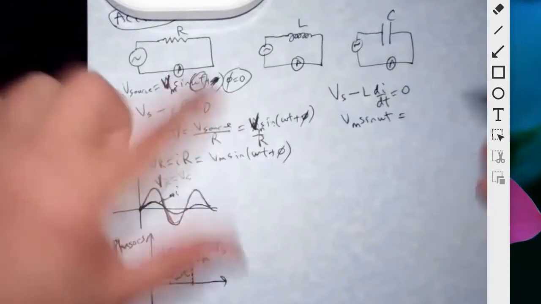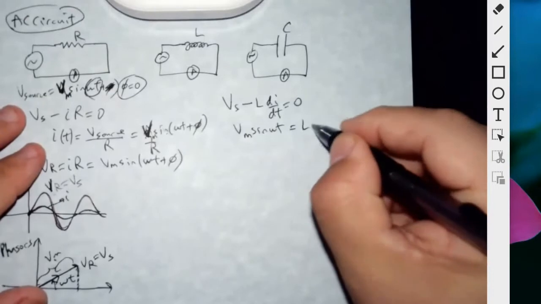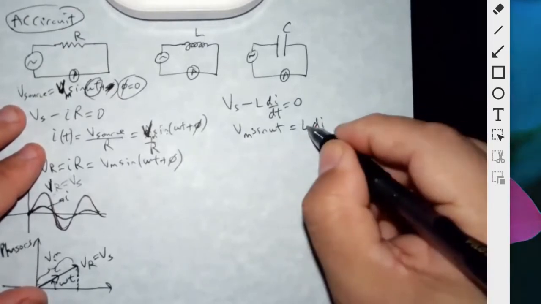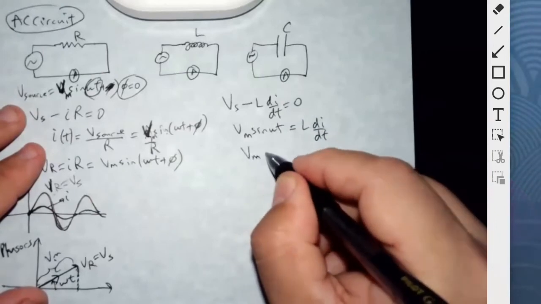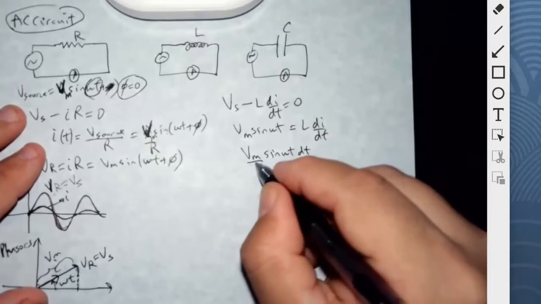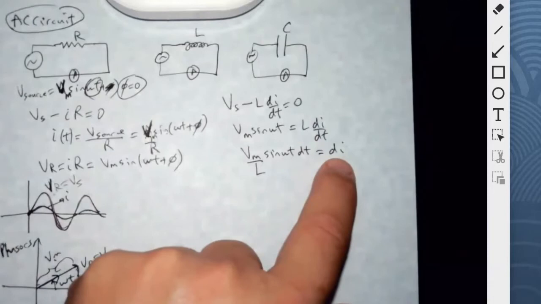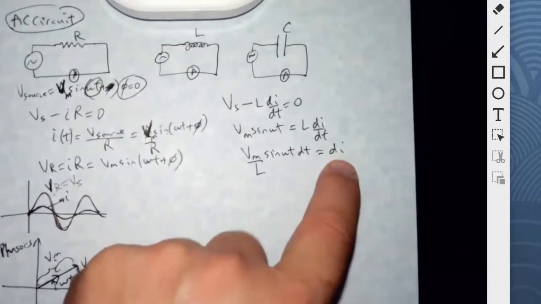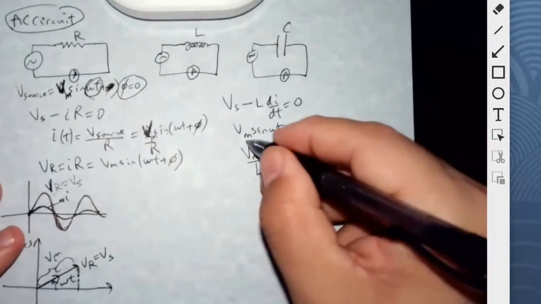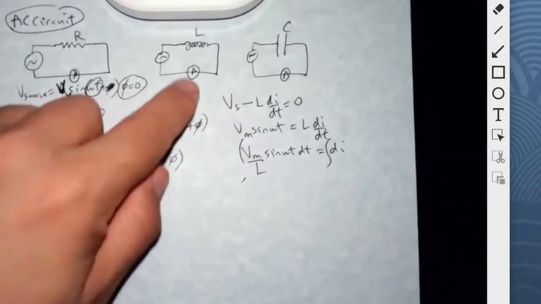And that's equal to L di dt. And then dt can go over there, L can come down here: Vm sine omega t dt over L is equal to di. So now in order for me to calculate the current as a function of time, I have to integrate this function, to get the current in the circuit.